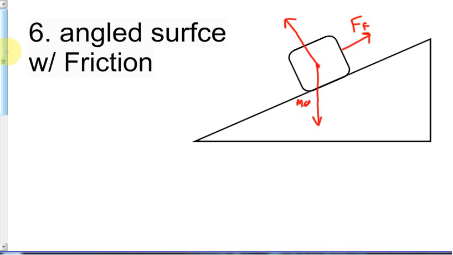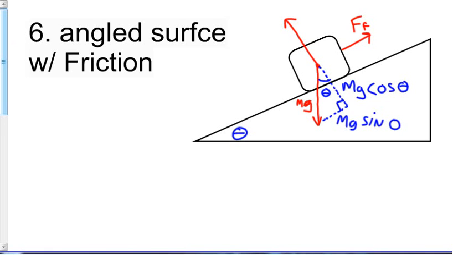Next thing I do when I draw my picture is I know my weight has to be broken down into components. If this is angle theta, perpendicular dotted line, parallel dotted line, so that this is a 90-degree angle. This right here, and I realize I just made my mg really bad here. This is mg. This side right here will be the hypotenuse, mg. This is angle theta. This is going to be mg cosine of theta. And this is going to be mg sine of theta.